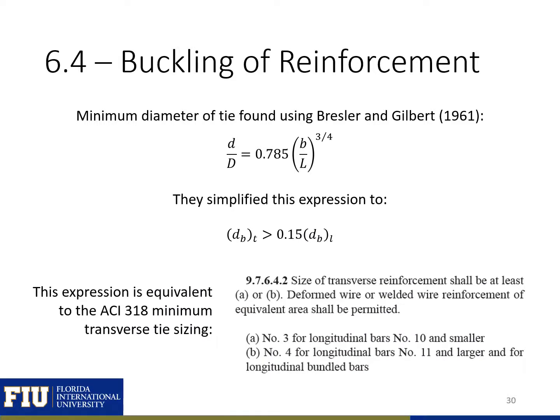Bresler and Gilbert further simplified their expression to this expression here, where the diameter of our tie needs to be greater than 15% of the diameter of our longitudinal bar. This is equivalent to the ACI minimum transverse tie sizing. So in ACI, we have limits for our transverse tie size. If we have longitudinal bars of number 10 or smaller, we need a number 3 tie. If we have longitudinal bars of number 11 or larger, we need a number 4 transverse tie.